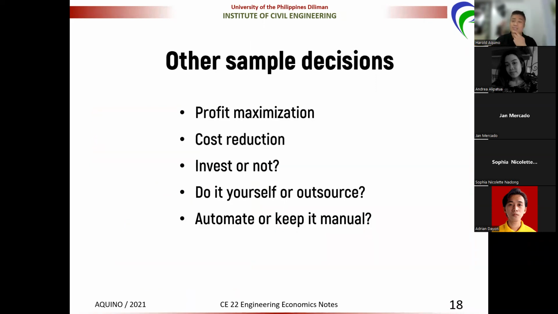Other examples, so profit maximization, cost reduction, whether or not to invest. Do we do it ourselves? So kung meron kayong company, do you do it in-house, or do you get someone outside the company to do it for you? Do you automate, or do you keep it manual? So these are some examples confronted by engineering firms that may entail the use of engineering economics.